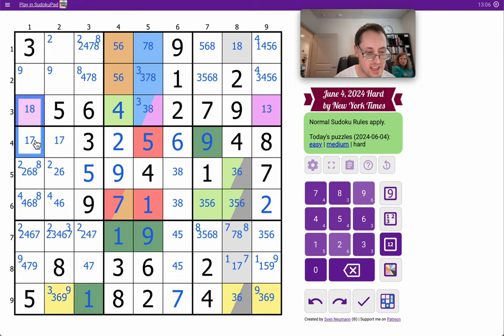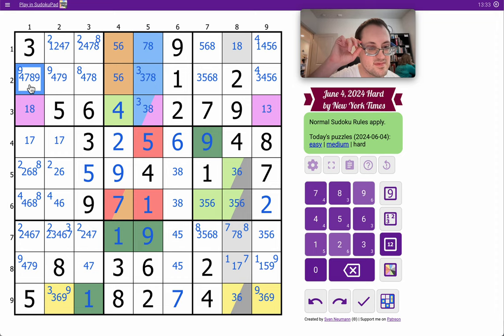And 1, 7, and 1, 8 there in column 1. Three, five, six, this sees 1, 2, 8. This sees 8, 9. That sees 1, 2. Okay. Row 2 and the first three columns are 3/4 of a 4, 7, 8, 9. But I don't have the fourth one.